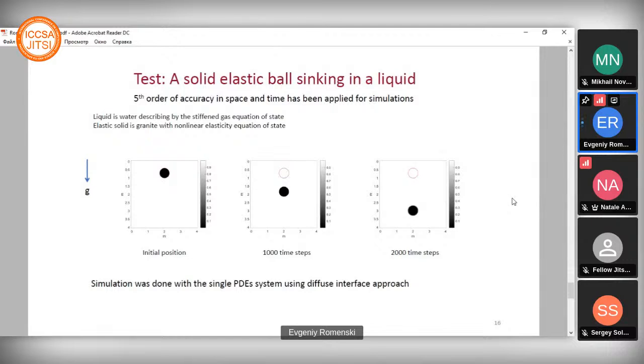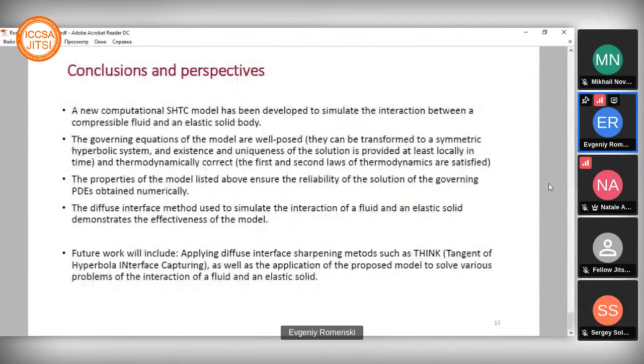So you see that the diffuse interface works well. The simulation was done by the single PDE system, and the picture is very nice. So we will continue the research in this direction. So the conclusions are the following.